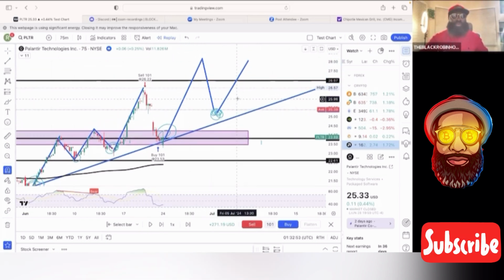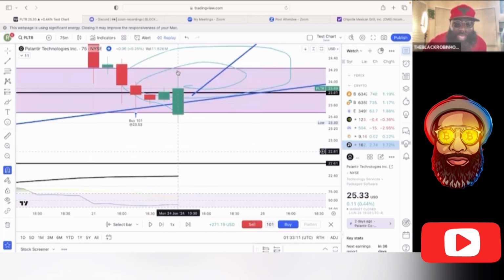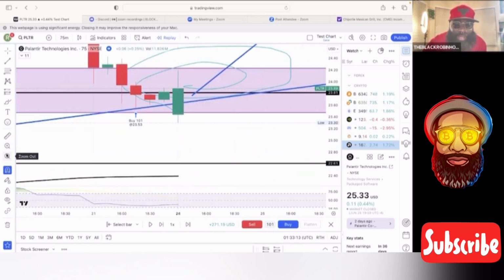It's really that simple. And this is why you can trade without indicators and you'll be fine once you understand price action. So now we've made $271, right? But this is my go-to. This is where I want to make a move, buy from here, right?